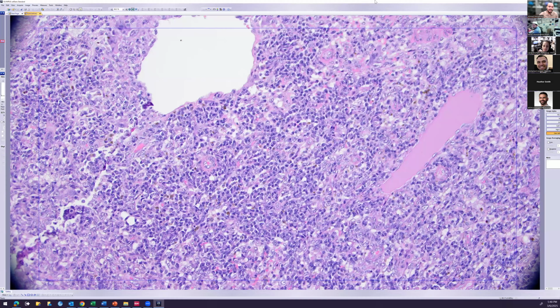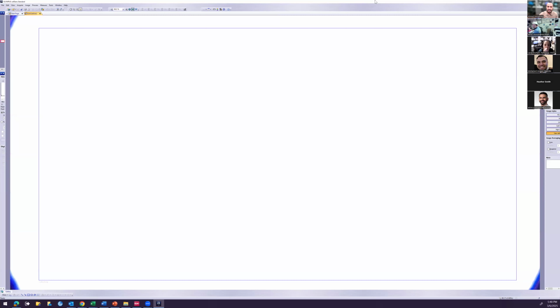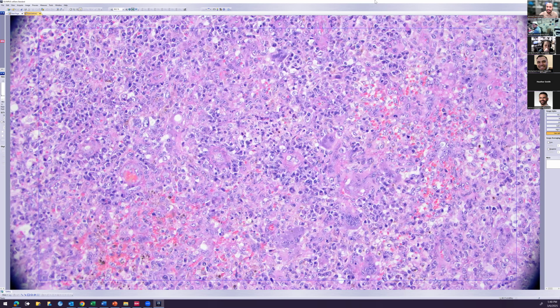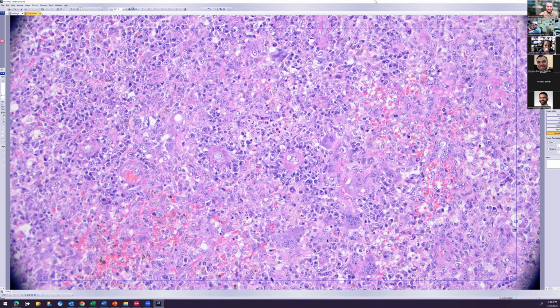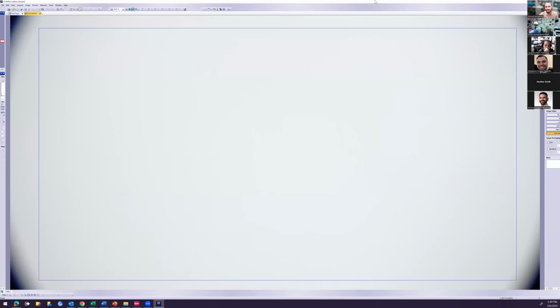But the other differential would be something like tenosynovial giant cell tumor. All right. So this is an interesting case here. It's just a little unassuming. And if you called it some sort of giant cell tumor, nobody would be the wiser probably. And that's totally fine.